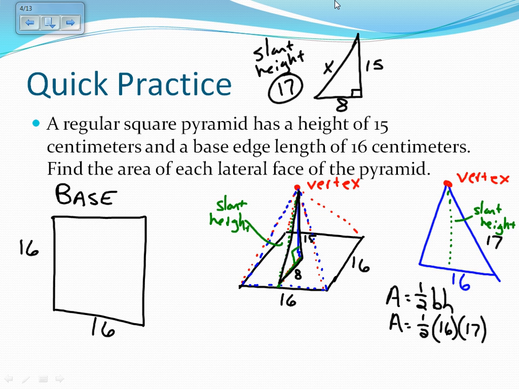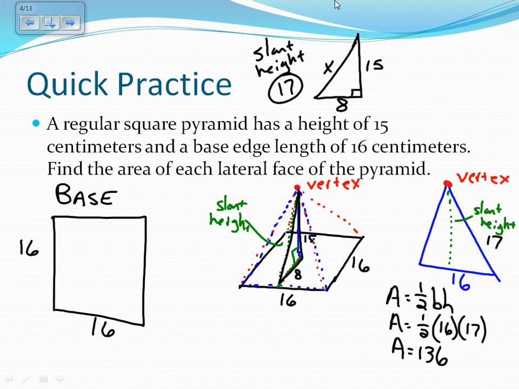Carlos? Correct. I just know that. You could do a squared plus b squared equals c squared, figure it out. So half of 16 is 8. So the area is 8 times 17. I don't know what that is. 136. All right, now, that's the area of one side of the pyramid.